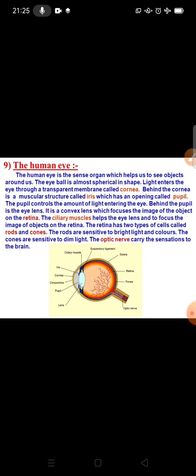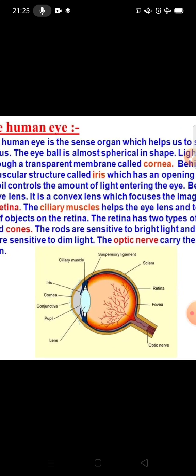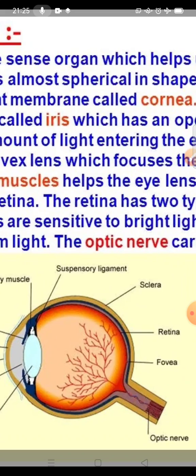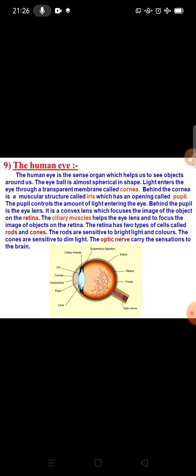So this is the structure of the human eye, and you know which type of lens is present in the human eye: a convex lens. It forms an inverted image on the retina, but the brain corrects this image into an erect image, not inverted. It sends the message in the form of an erect image. This is special for the human eye. I hope you understand this structure of the human eye.